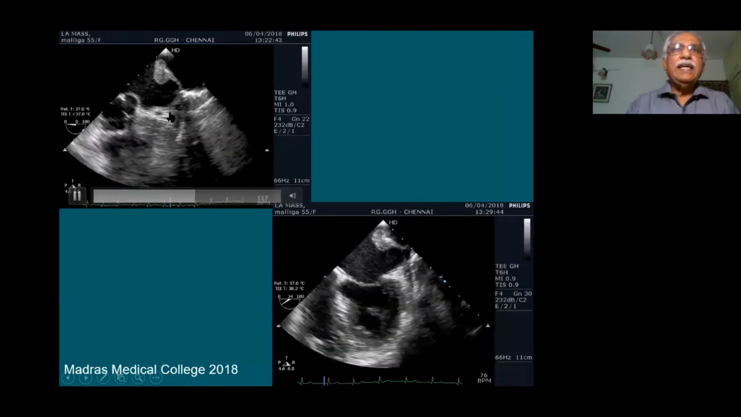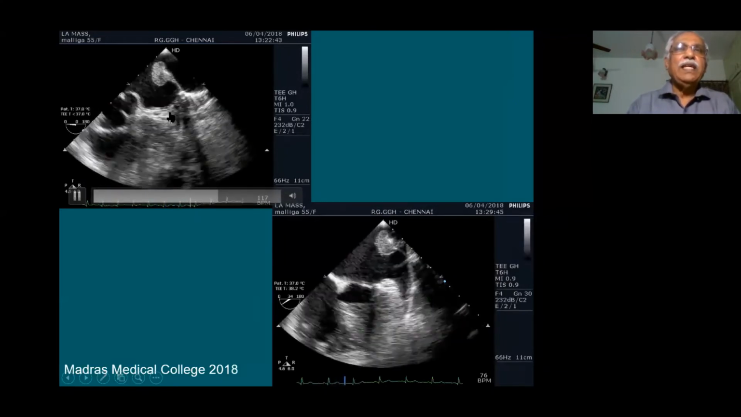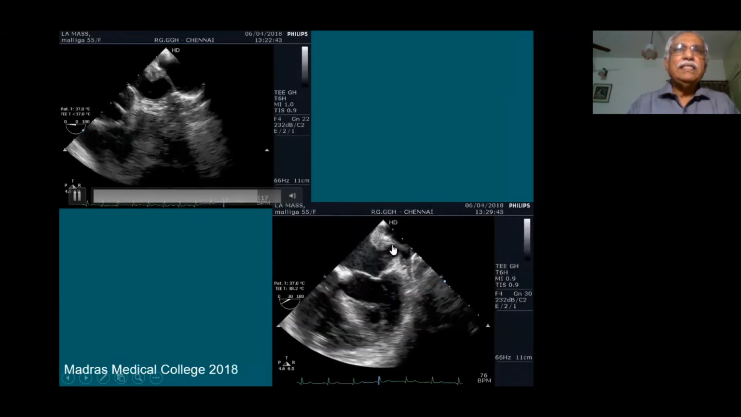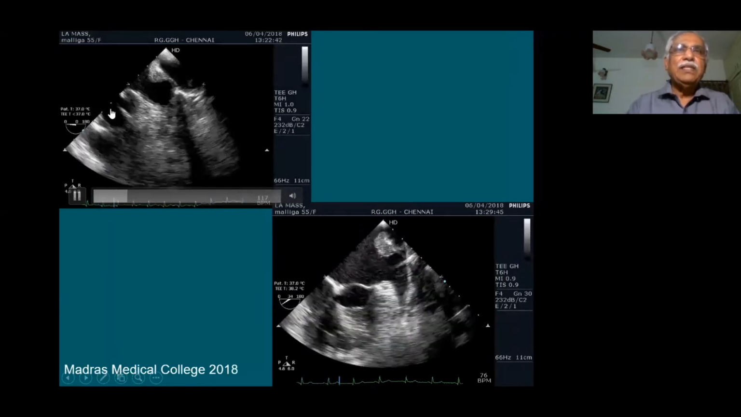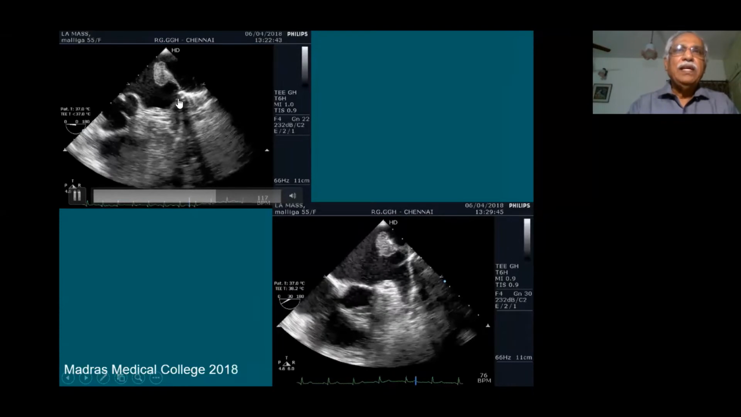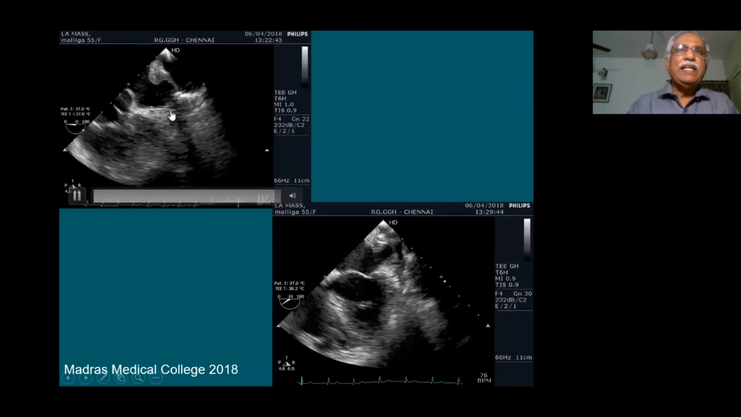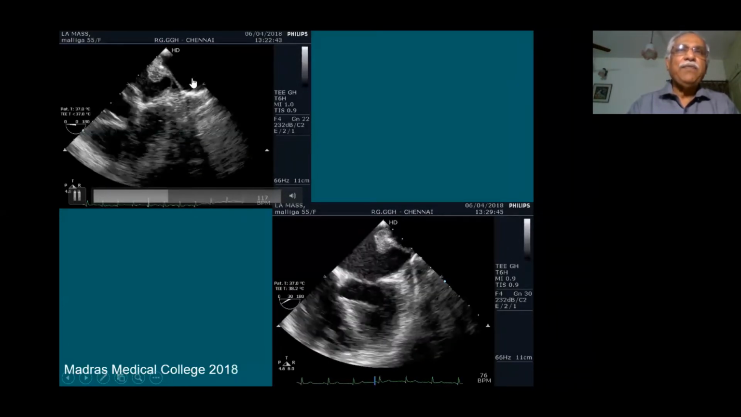This case again was shared by my MMC colleagues. So there is a mass. This is a rare one. This is the transesophageal echocardiogram. This is the aortic valve, left atrium. You can clearly identify the left atrial appendage, and this will be the pulmonary vein.